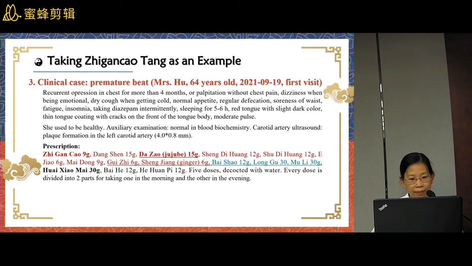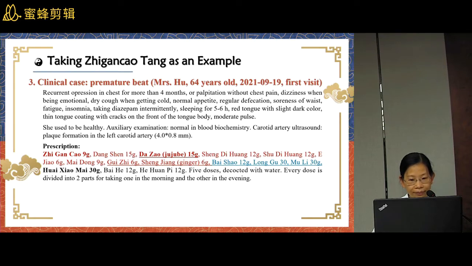If she got emotional, she would have dizziness and a distending feeling in the head. If the upper right chest was invaded by pathogenic cold, she would cough. Her appetite and defecation were normal. She also had soreness of waist, fatigue, and bad sleep quality. She took diazepam for help. Even so, she could only sleep for 5 to 6 hours.